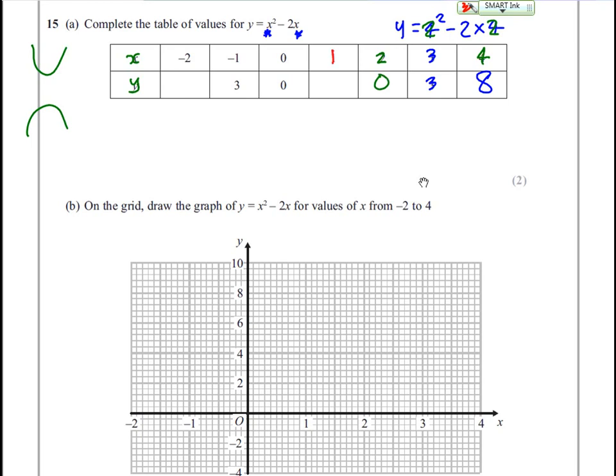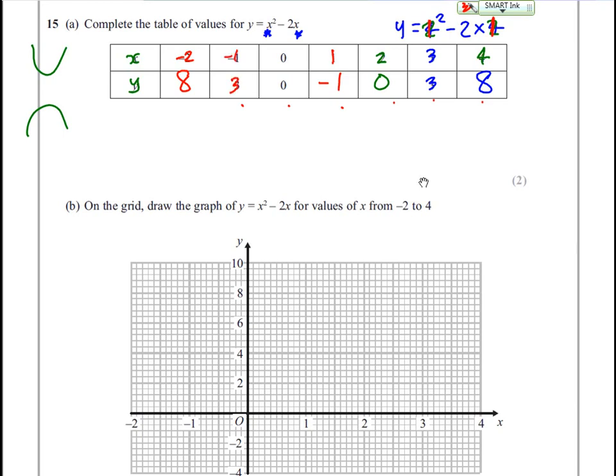Now you're putting 1 in. 1 squared, take away 2 times 1. On your calculator or in your head, 1 take away 2 is minus 1. These are done for you. Now can you see why I did the easy ones first? Because now I can see a pattern: 8, 3, 0, minus 1, 0, 3. This is going to be 8. But let's just check. You don't just take my word for it. On your calculator, in brackets, minus 2 squared, take away 2 times minus 2. And you do get the value of 8.